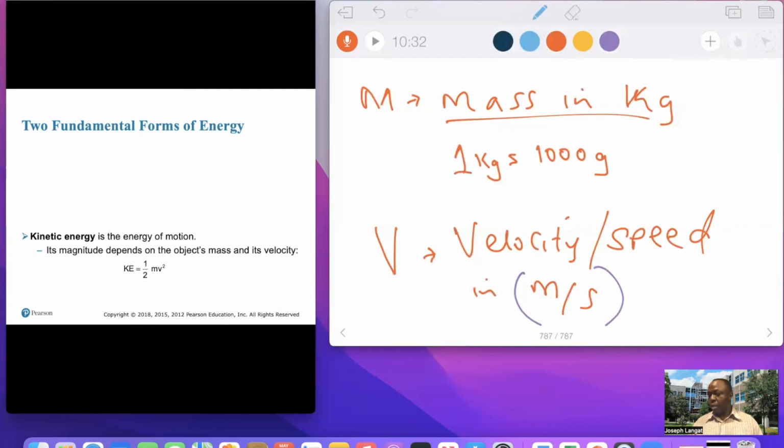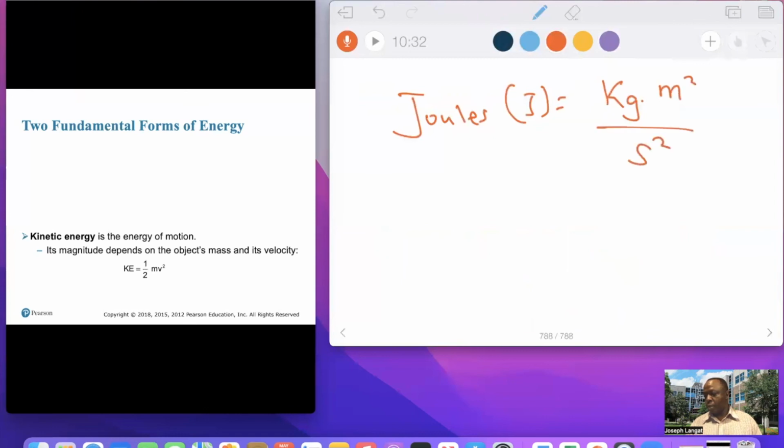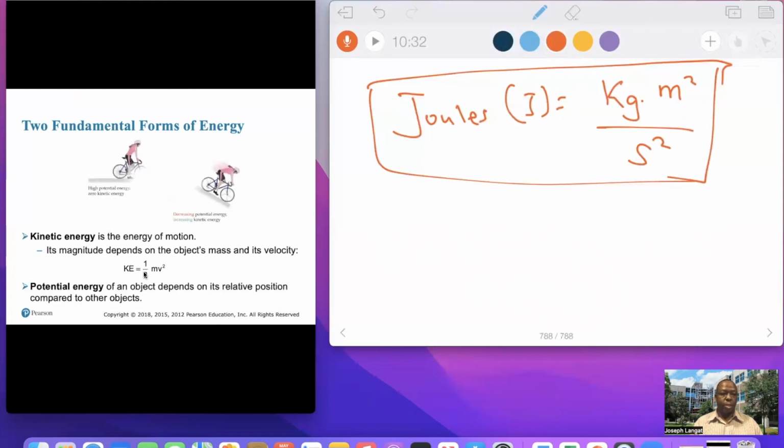The reason for that is we will reconcile with the SI unit for energy, which is the joule. When you grind the numbers, you'll end up with kilogram meters square per second square. So this is an important connection between the units of energy and whatever you will get from this calculation.